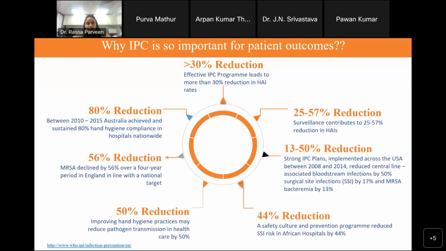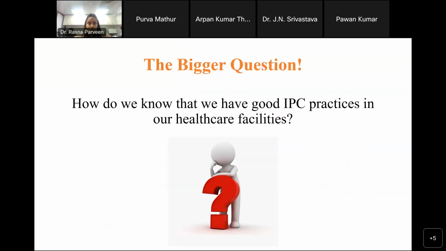We have a set of evidences for why IPC is so important for patient outcome. An effective IPC program leads to more than 30% reduction in HAI rates. We have also observed that improving hand hygiene practices may reduce pathogen transmission in healthcare by 50%. And surveillance contributes to 25 to 50% reduction in HAIs. So this has been observed through various studies.